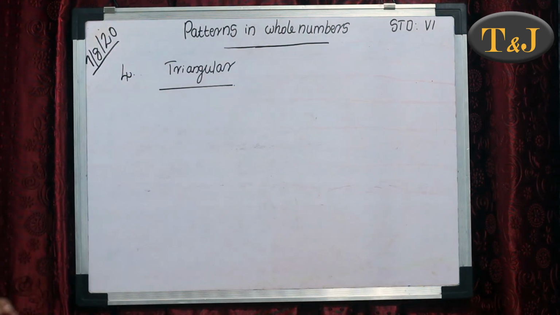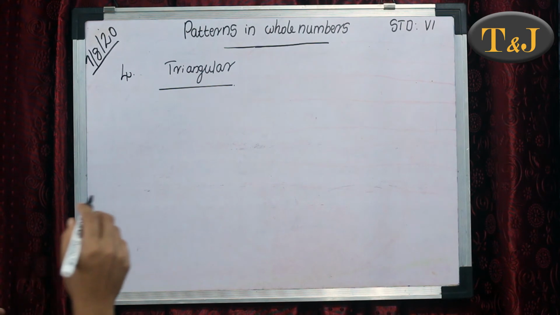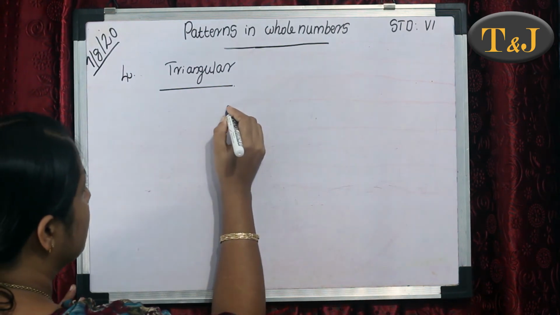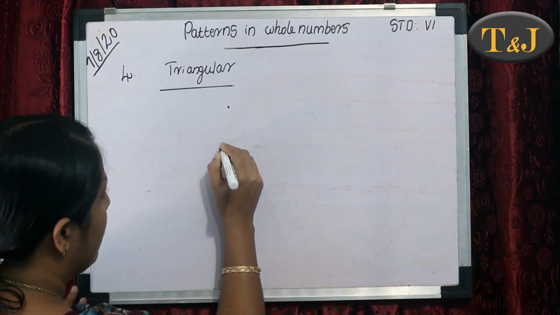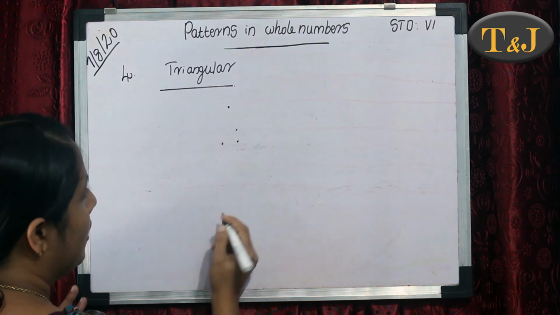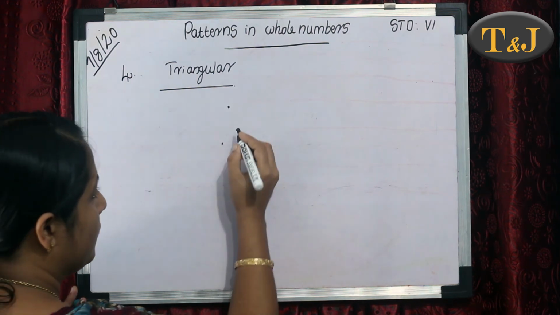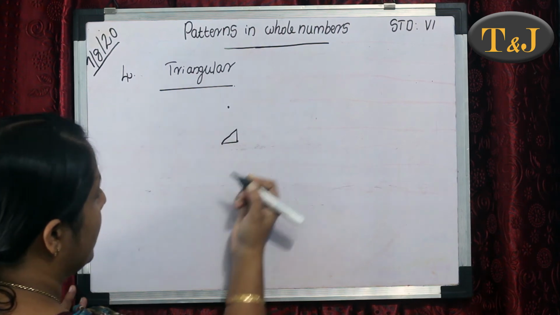In the triangular pattern, the numbers are the number of dots used to form a triangle. Triangular numbers are the number of dots used to form triangles. So first we take 1 dot. Next we take 2 dots: 1, 2, 2 dots as base and 1 dot here. Can you join these dots? Yes, we can join these dots. So it forms one triangle.